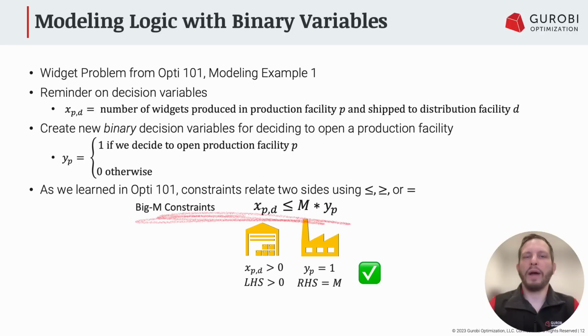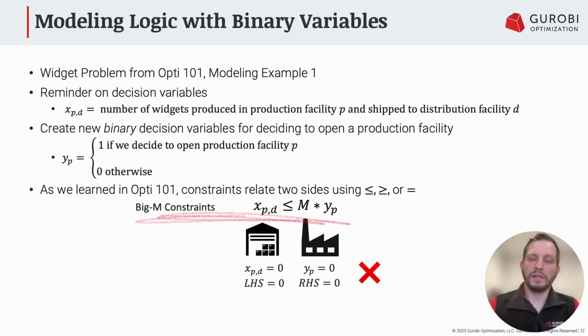Now let's think about what happens when we close down facility P. If we were to turn it off, then we have a right-hand side of 0. So therefore, 0 can't be greater than or equal to a positive number. That forces the left-hand side to be 0. So the way to interpret that is if we close facility P, or if it is not open, then XPD must be 0, meaning we cannot produce widgets at that facility. So essentially, if YP is 0, then XPD is 0.